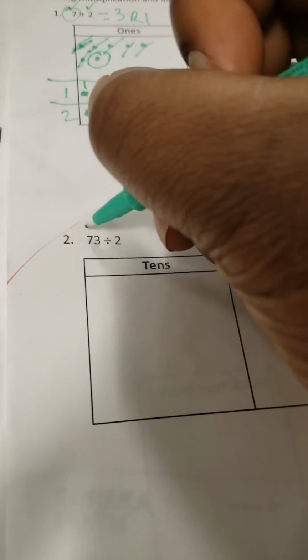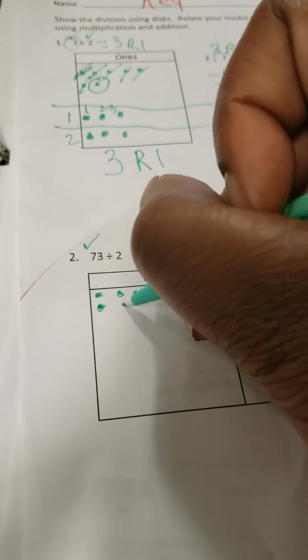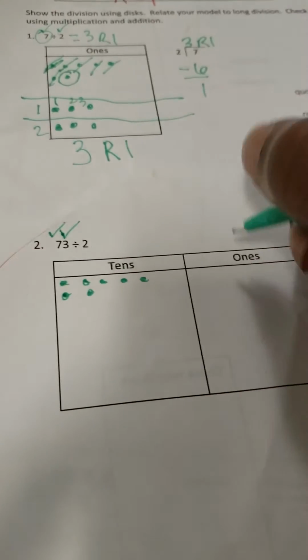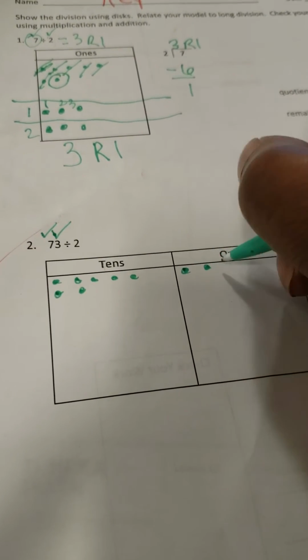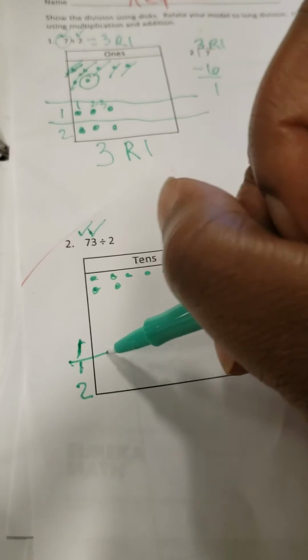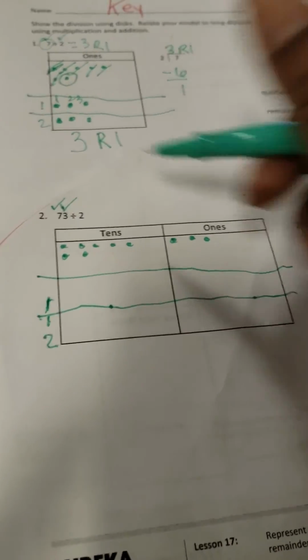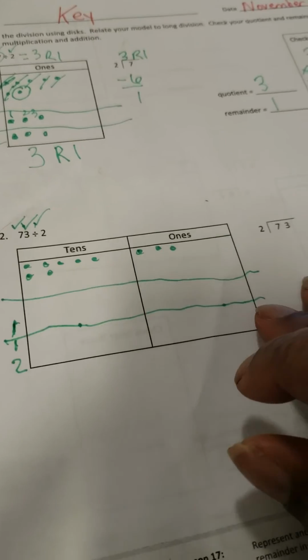Starting with my tens, I have 7 tens. Check it off. 1, 2, 3, 4, 5, 6, 7 tens. Next are my ones. I have 3 ones. 1, 2, 3 ones, and I have 2 rows. 1, 2. Notice I put my rows kind of at the bottom, and I like to space them out. I didn't give myself much space, so I'll do it this way if there's room for space. So there are my 2 rows. Check it off. All right.